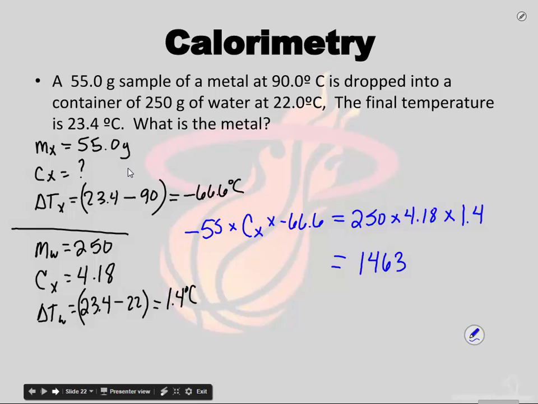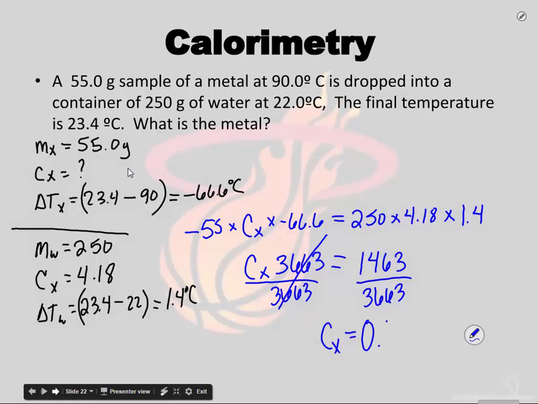Now I'm going to do the same on the other side. I'm going to take negative 55 times negative 66.6. So my Cx times 3,663. My goal is to get x by myself. So right now I'm multiplying these two numbers together, so I'm going to divide both sides by 3,663 to get my answer. So it cancels over here. And I get 0 point, and rounding, 0.4.